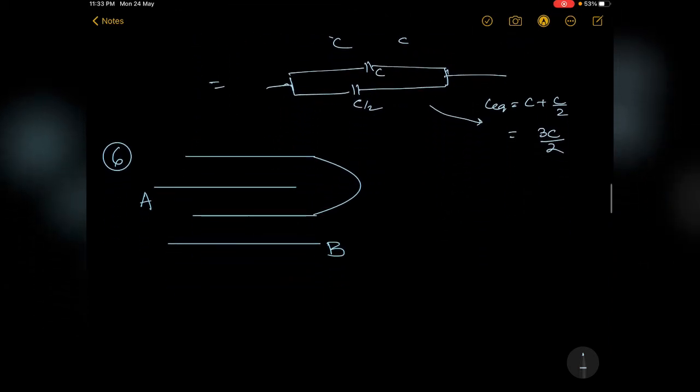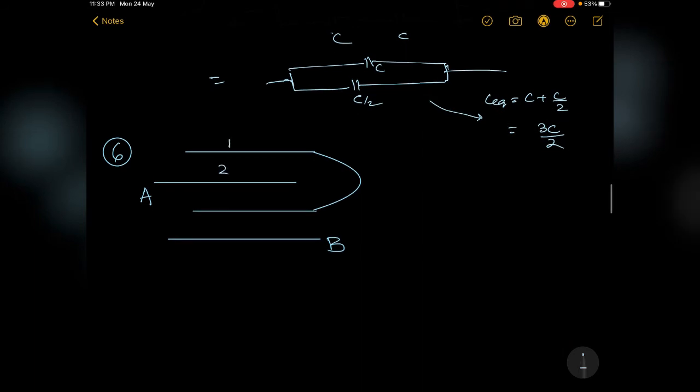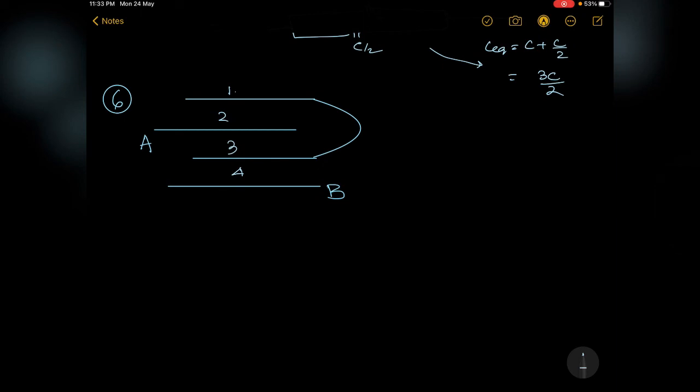Again, here, plates 1, 2, 3, 4. 1 and 3 are connected. Suppose they are connected by a point called C. If we say that A, B, and in between A and B, let us draw another point C. So A is connected to plate 2, B is connected to plate 4, and C is connected to plate 1 and 3. In between 1 and 2, there is a capacitor. Between 2 and 3, there is another capacitor. Again, between 3 and 4, there is another capacitor.